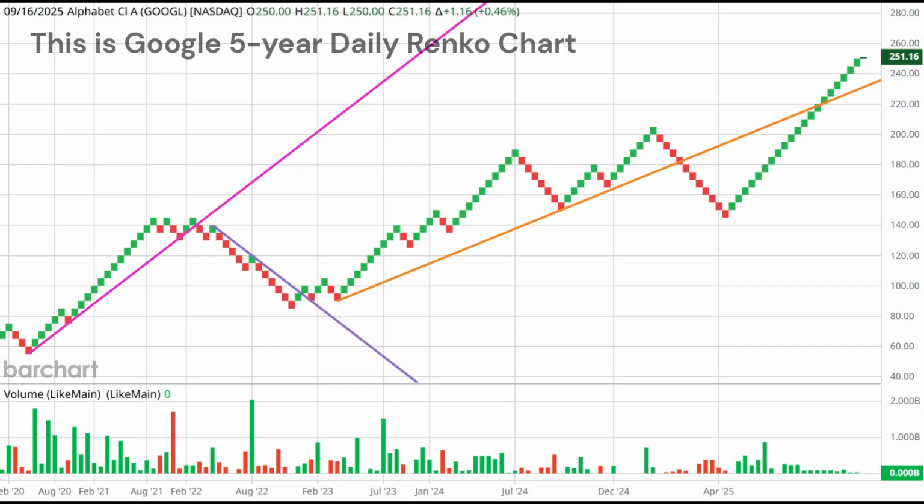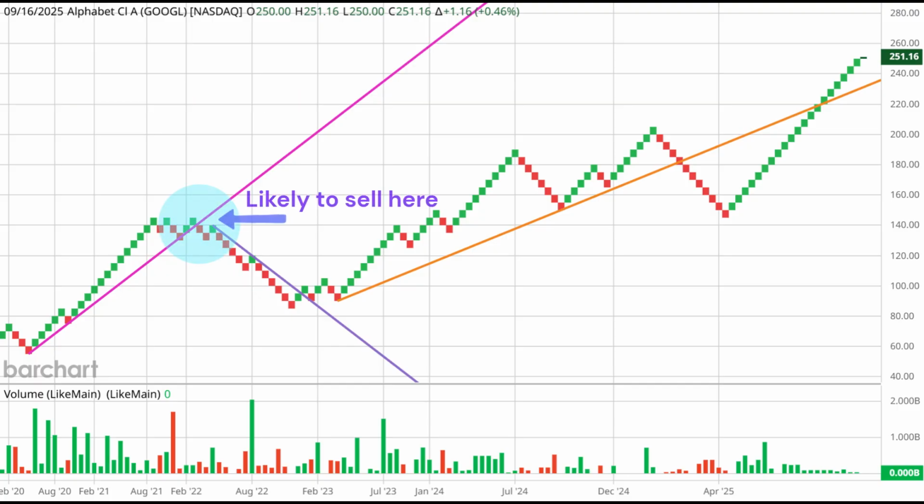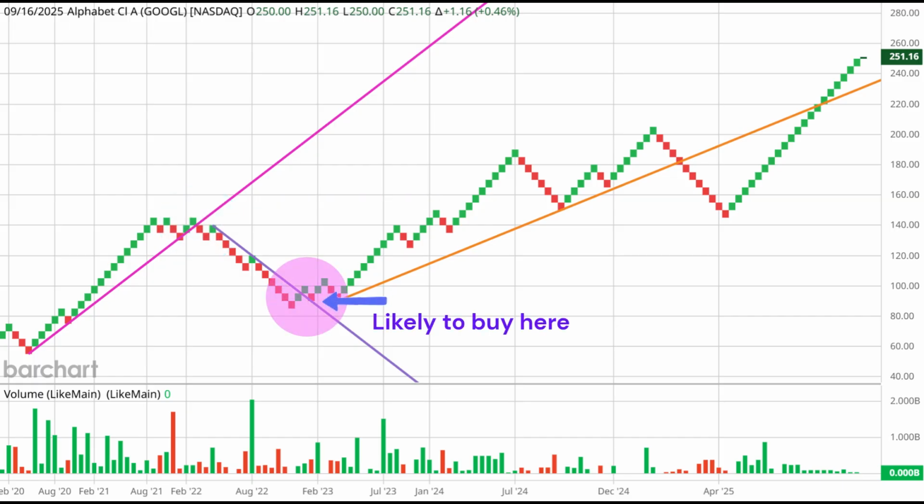One of the biggest mistakes beginners make is using the wrong brick size, and the impact can be huge. Take this 5-year daily Renko chart of Google from 2020 to 2025, using a brick size of 5. At first, the smaller bricks make it look clear where to draw trend lines.